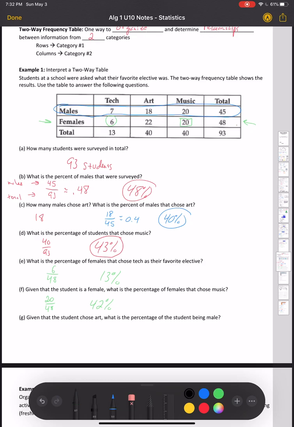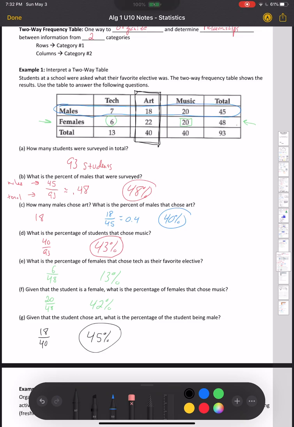Last one is saying, given that the student chose art. So now I'm just looking at the art column. So I'm looking at the 40 students that chose art. What is the percentage that they were male? Well, there were 18 out of those 40 that were males. So 18 divided by 40, make that a percent, 45%.